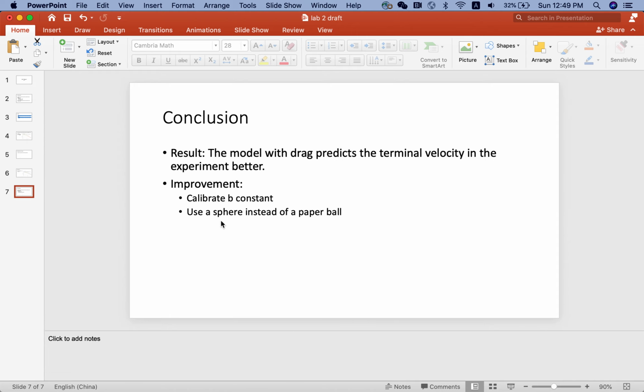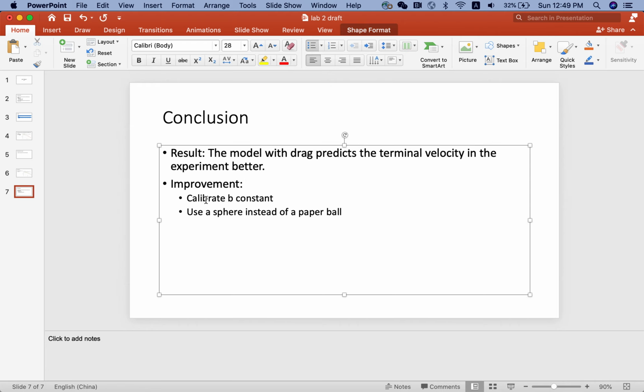And for the conclusion part, I repeat the result. The model with drag predicts the terminal velocity in the experiment better. And for the improvement part, as I mentioned before, I can calibrate the b constant using a formula instead of randomly testing. And I can use a sphere instead of a paper ball to better track the center of mass and get a more accurate result.